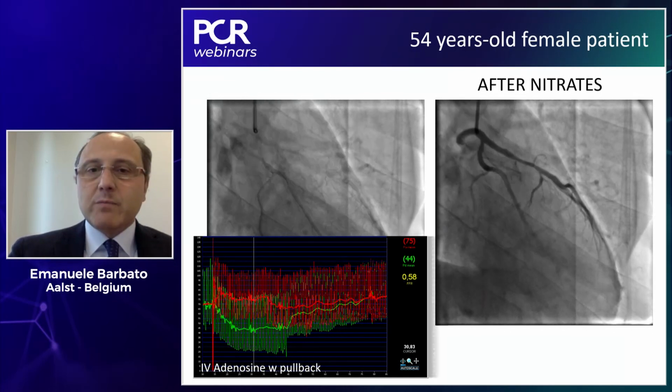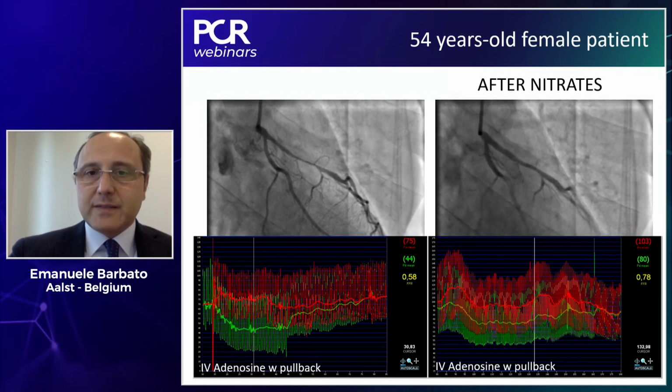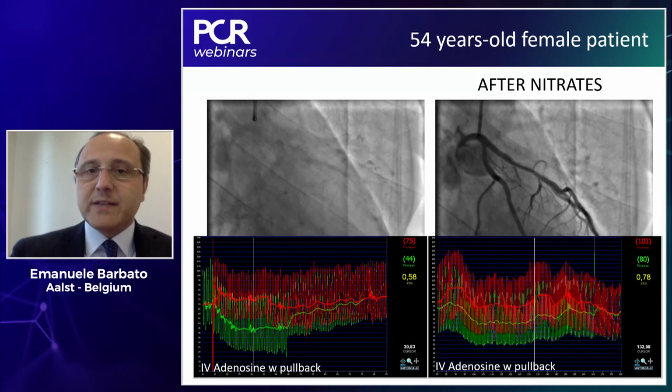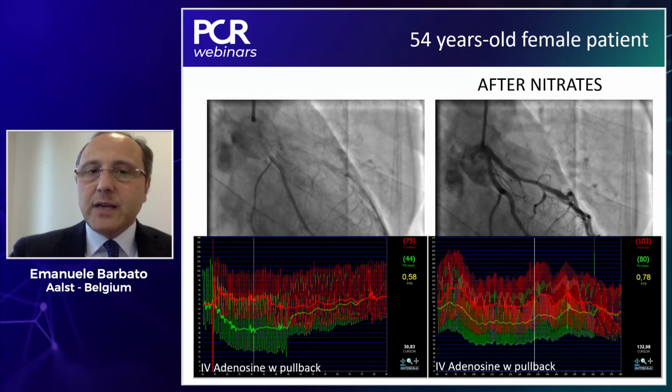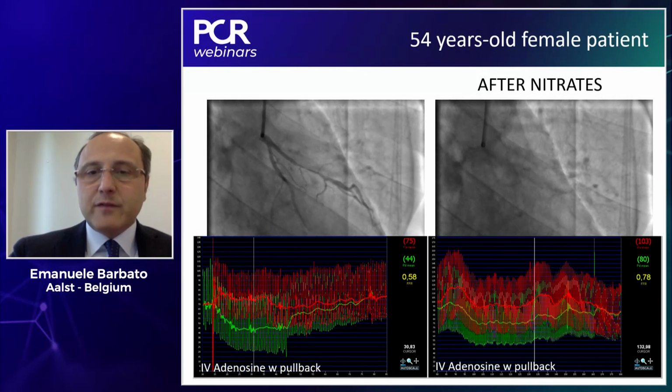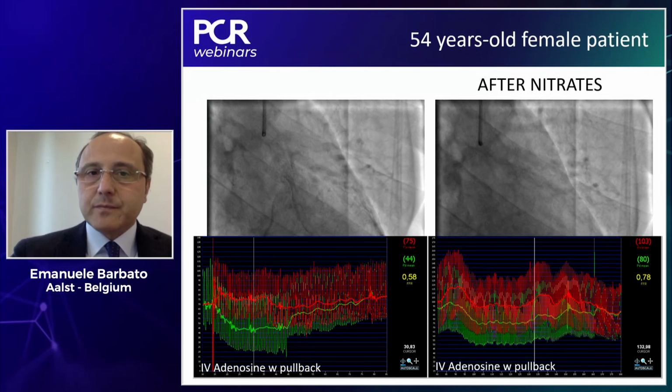Now, we measured the fractional flow reserve in the second setting, which is the proper setting, namely with epicardial and microvascular dilatation, and we obtained a value of FFR that is much higher than the one obtained before, 0.78.